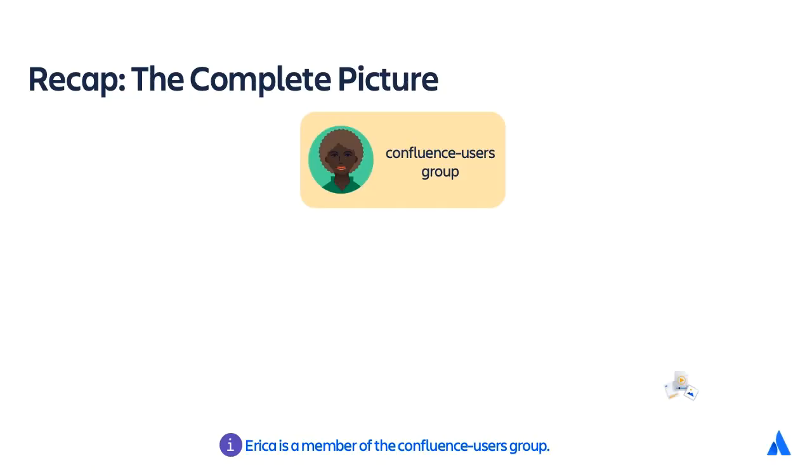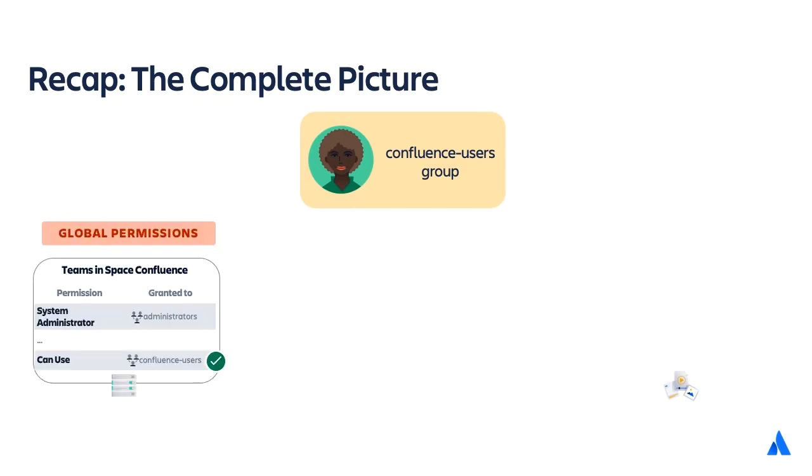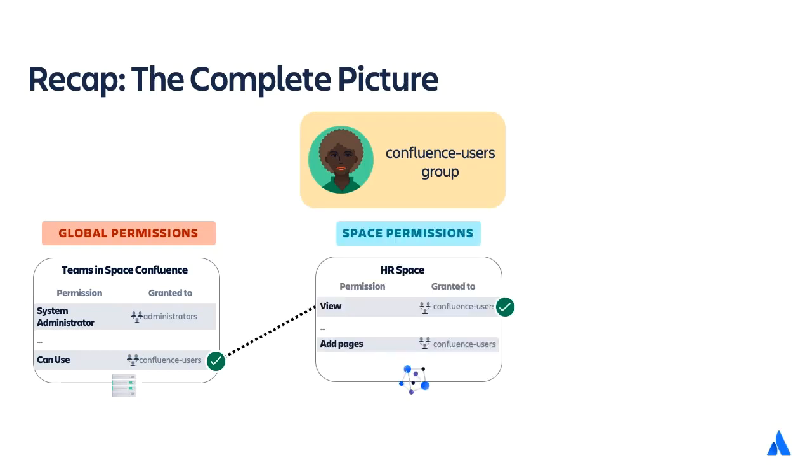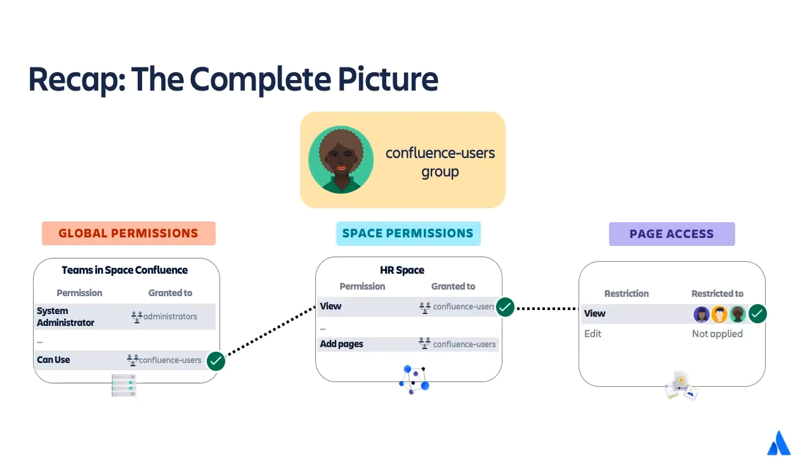Let's recap. Erica is a member of the Confluence users group. As you can see, she has the Can Use Global Permission because she's a member of the Confluence users group. As a member of that group, she has the correct space permissions. And finally, she can access the page as she's one of the users who's been specified as a viewer of the page. What other considerations are there around permissions in Confluence?